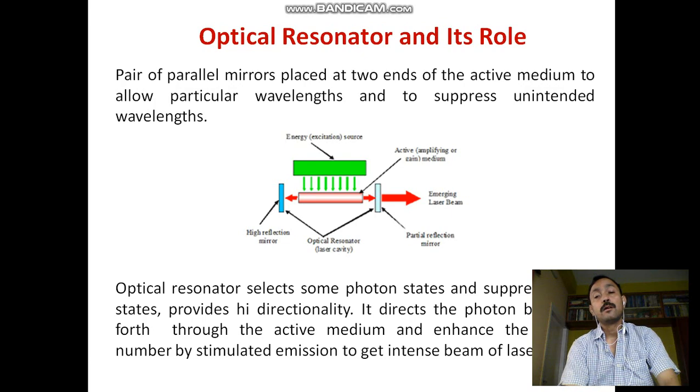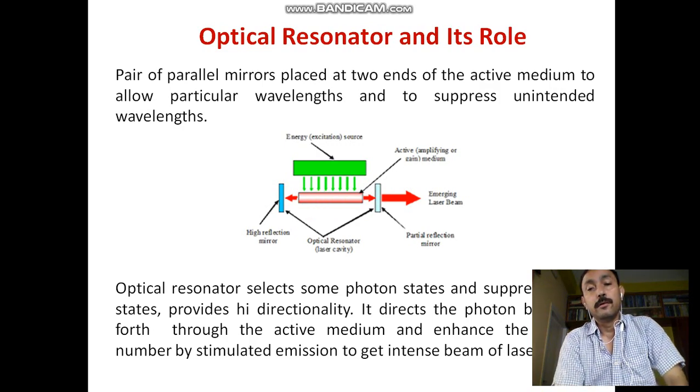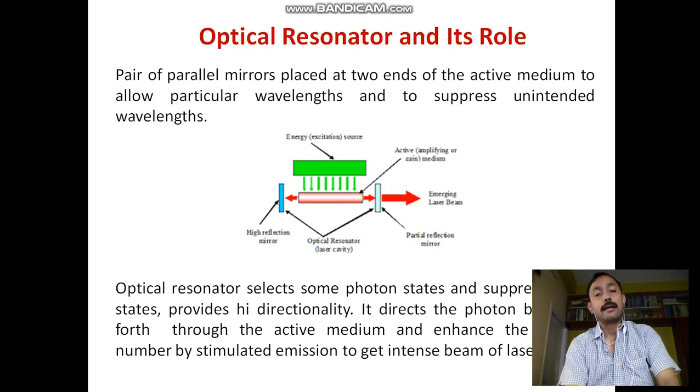It directs the photon back and forth, from this direction to this direction, and this to this. This is the fully reflecting mirror, so this one will reflect the entire radiation. Here some light will come out and some light will reflect back. It directs the photon back and forth through the active medium and enhances the photon number by stimulated emission to get an intense beam of laser light.